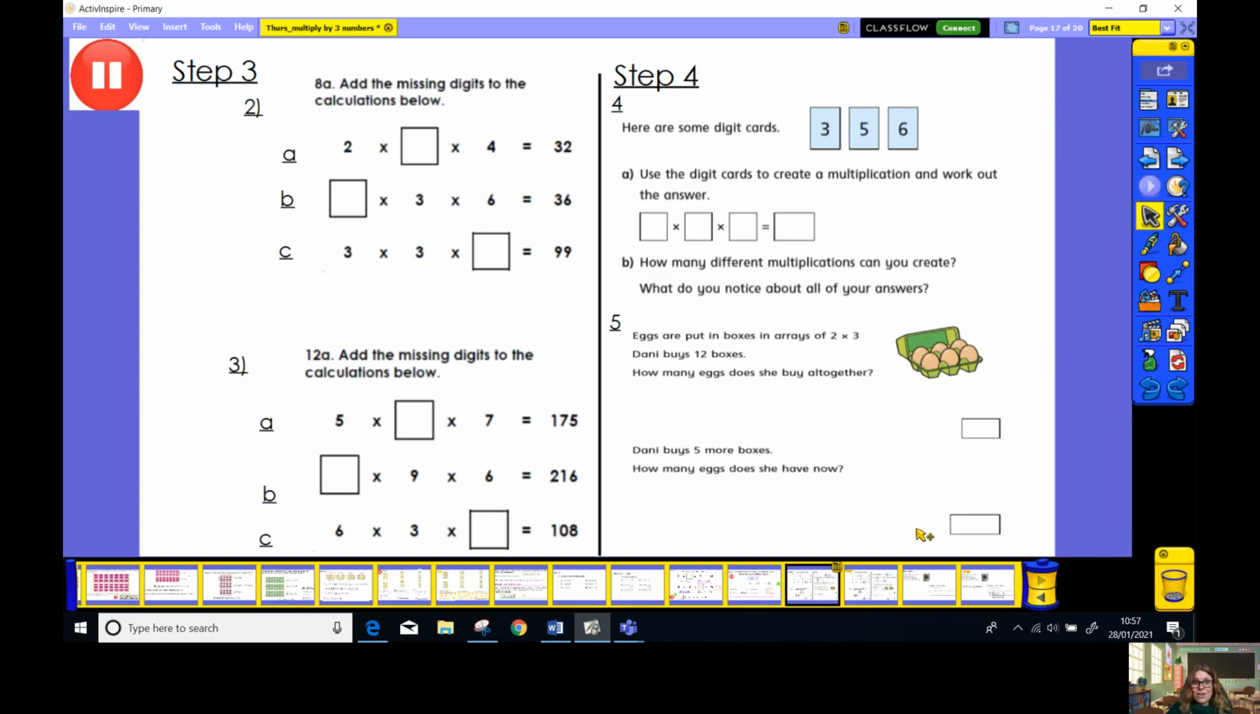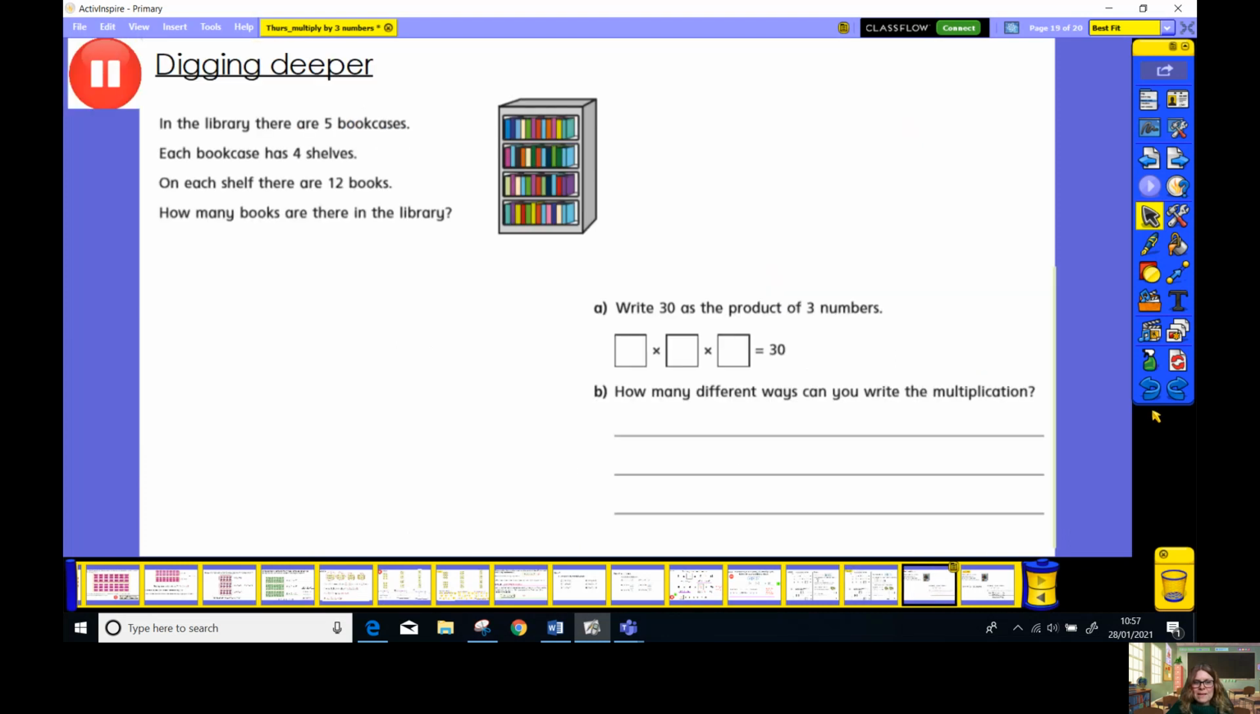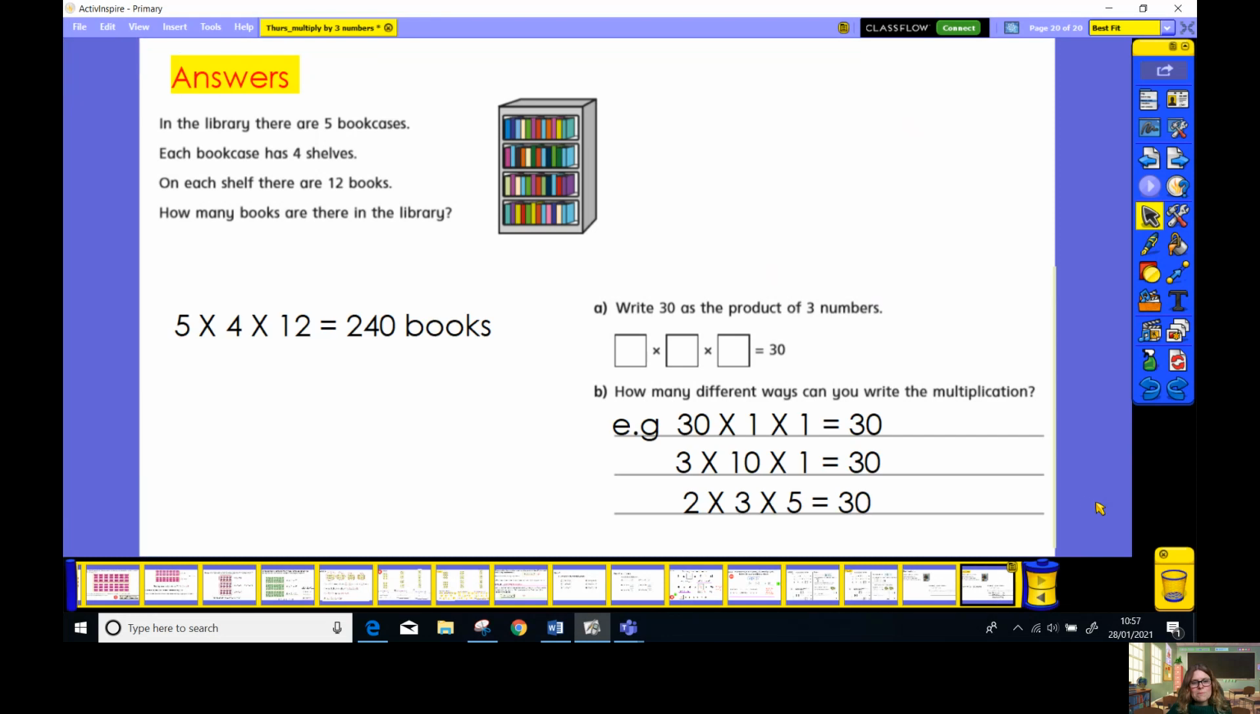Pause the video now and have a go at step 3 and step 4. Before you go on to digging deeper, answer your questions. Some of you might want to have a go at the digging deeper challenge today. Pause the video and have a go at this. Finally, remember to answer them.